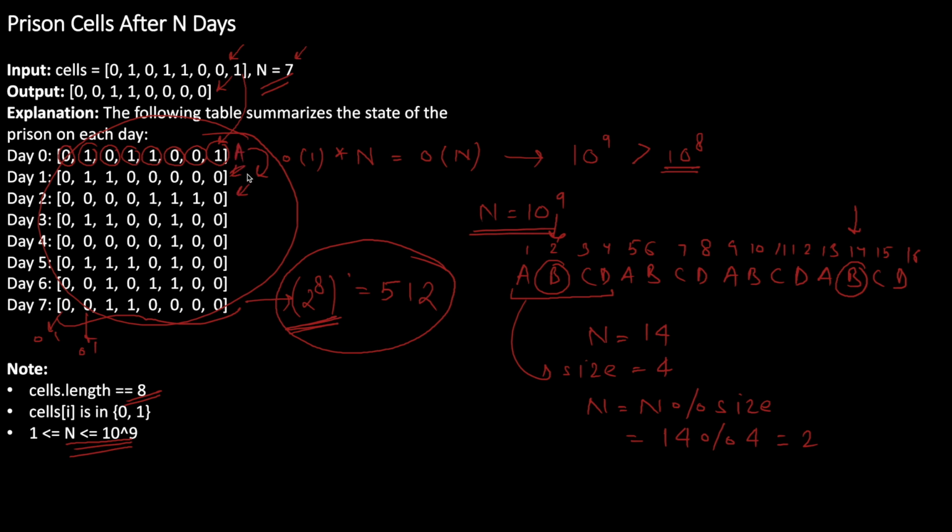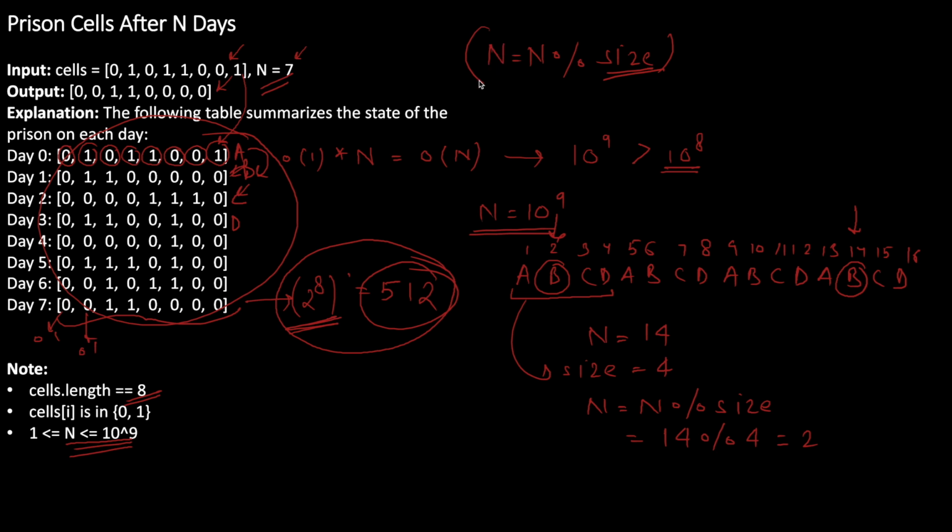If this is A, this is B, this is C, this is D, this is going to be a series. We simply have to find the size of the series. Once we are able to find the size of the series, we can simply reduce n using this formula, n modulo size. And we know this size can have a value at most 512, because there are at most 512 combinations possible.